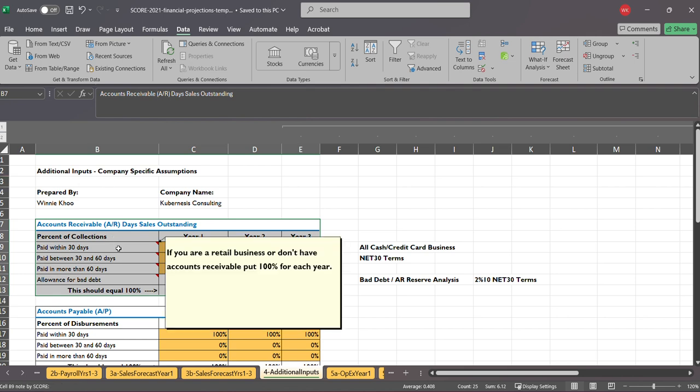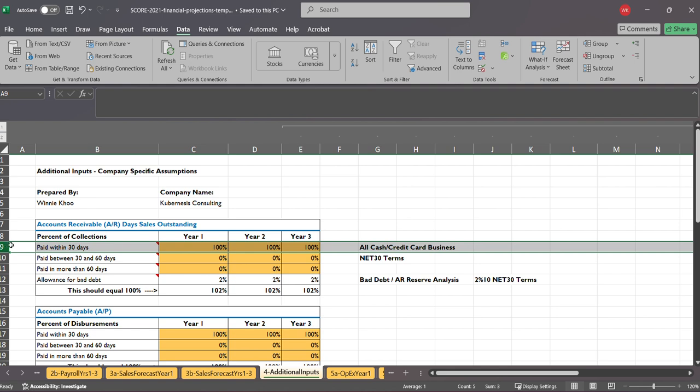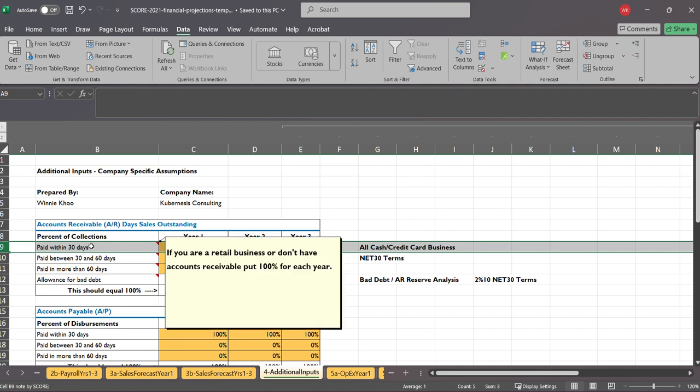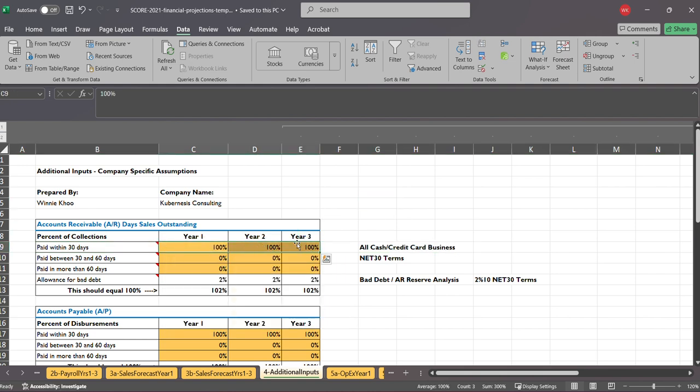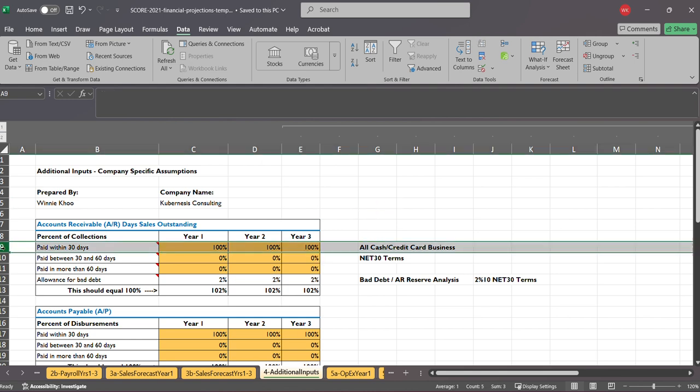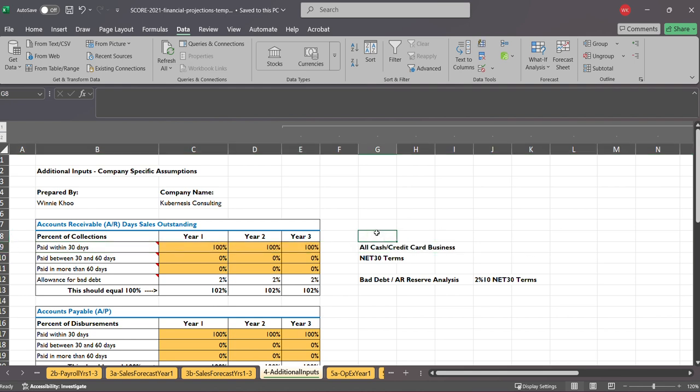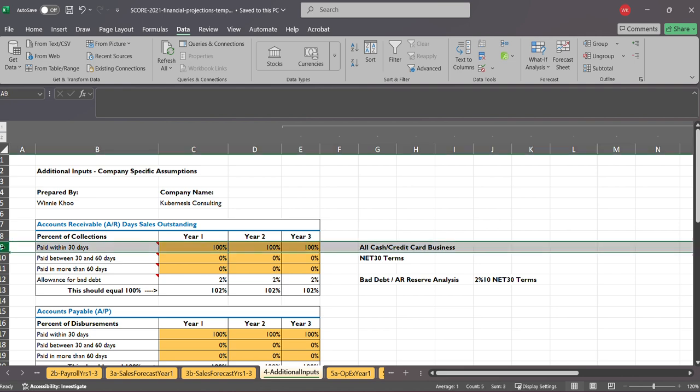Now, there are comments for all of the different sections, so I'll just go through them. So, paid within 30 days. Here it says, if you are a retail business or don't have accounts receivable, put 100% for each year. And by default, everything's at 100% already. This is applicable to you if your business is all cash or credit card, like a restaurant, or an e-commerce site like Etsy or Shopify, or you're a small business and people pay you at the register with a credit card. That would be you, and you would have 100% across the board.